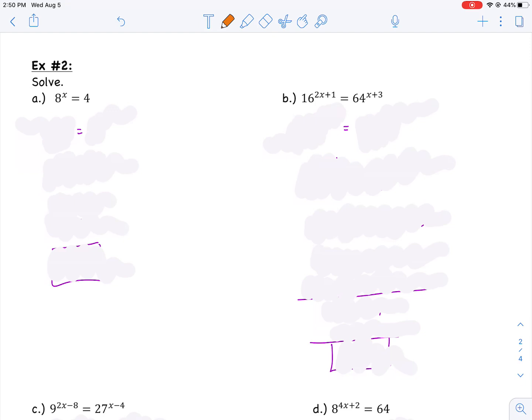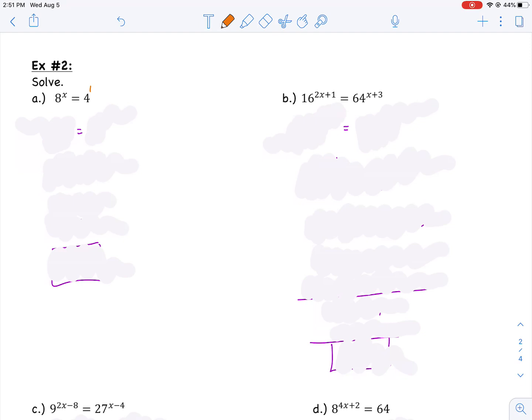If you look at example number 2, it asks us to solve, and we have an exponential equation because we have our variable up in the exponent. This time we have 8 to the x equals 4. Now remember, I want to get my bases to be the same. On this one, I have a base of 8 and a base of 4, and they're definitely not the same. And I need to figure out how I can get them to be the same.